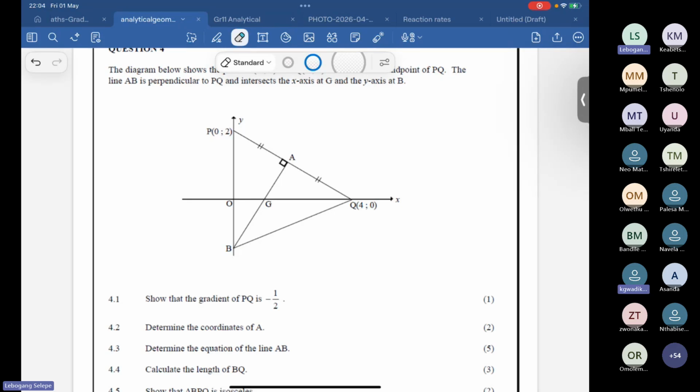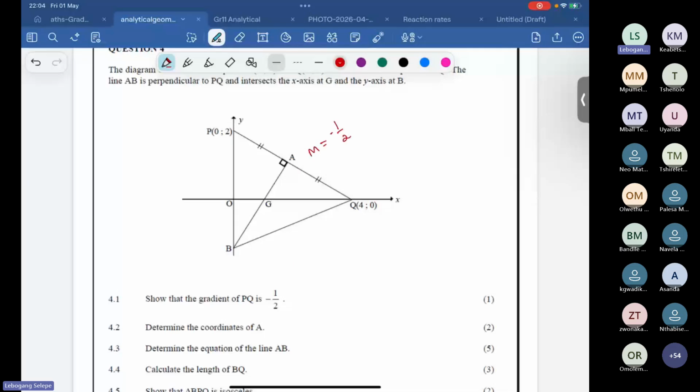By using the gradient formula, because the gradient formula is already given, right? Perfect. Yes, ma'am. We already have the coordinates. I have the coordinates of P, I have the coordinates of Q. So why not use the gradient formula? That's easy. So we know that this gradient therefore becomes negative 1 over 2.